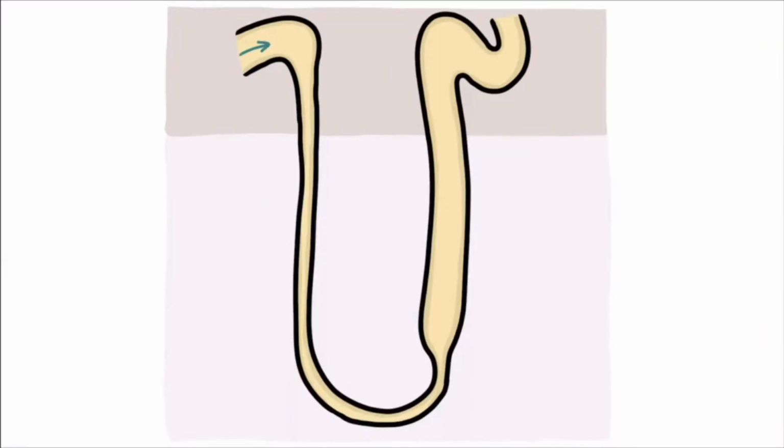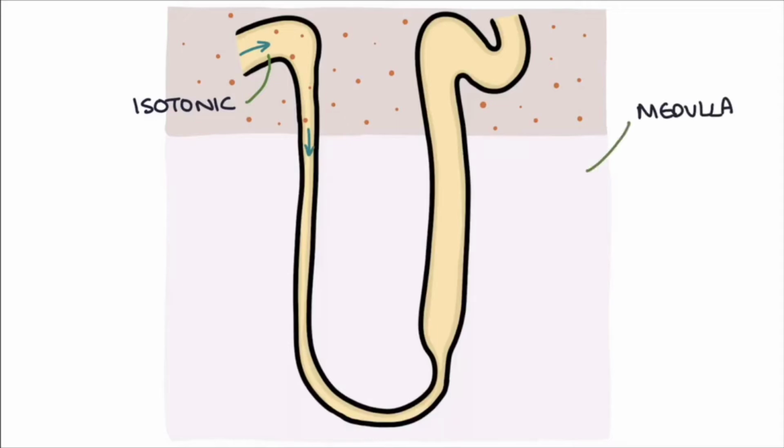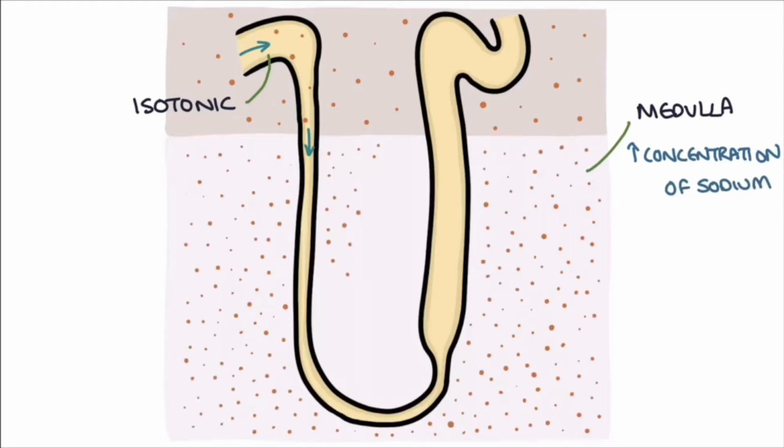So as the filtrate enters the loop of Henle, it's isotonic, which means it has equal concentration between the solutes in the blood and the filtrate. As it flows down the descending loop of Henle, it enters the medulla, where remember the interstitial fluid has a high concentration of sodium and other solutes that have been pumped out of the ascending loop.